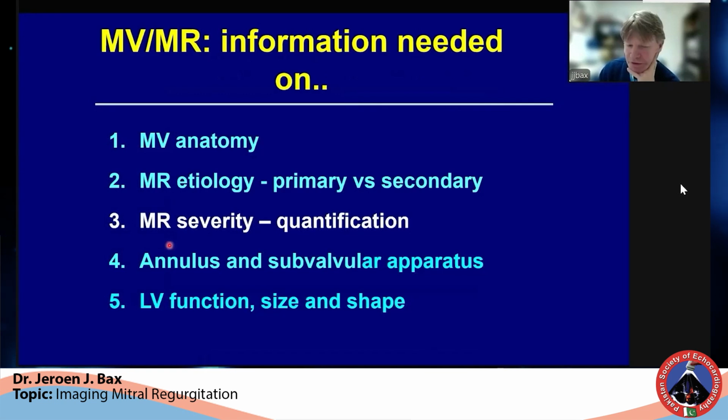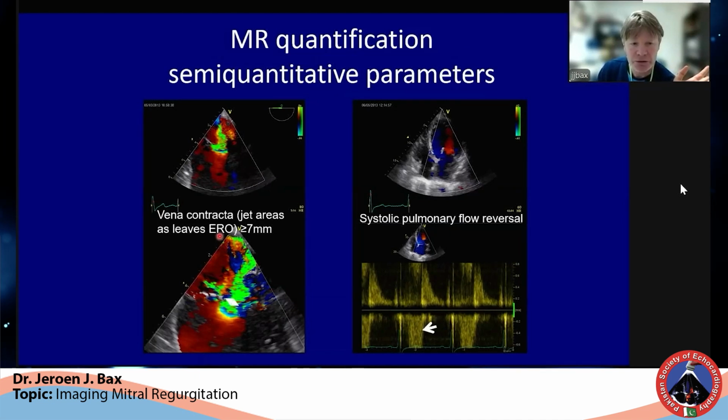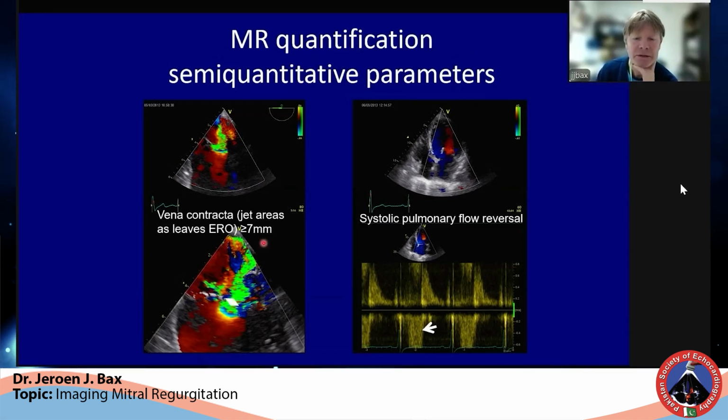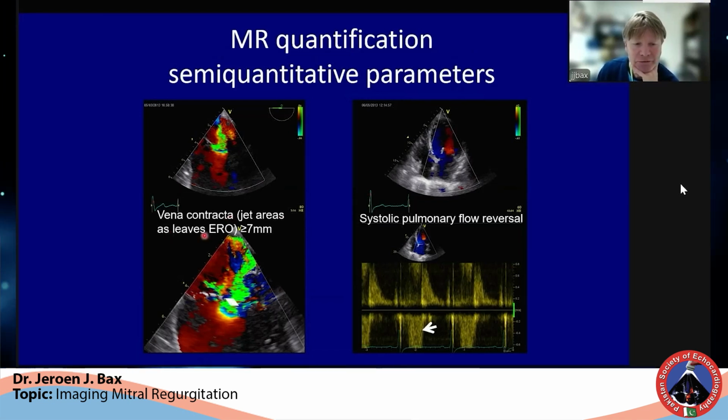MR severity, how do we get there? So we have what you learned previously, the vena contracta, but I don't use it because the vena contracta you measure here. This is the ventricle, this is the atrium, there goes the jet, right? And you can also see it on a transthoracic here. What happens is that we measure this part here. So the vena contracta is the jet area as it leaves the effective regurgitant orifice area.